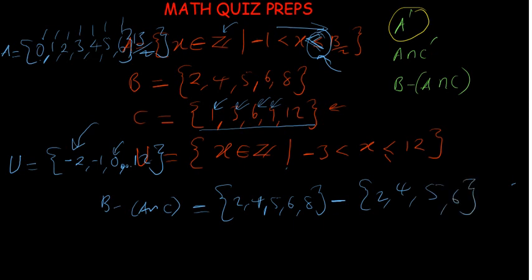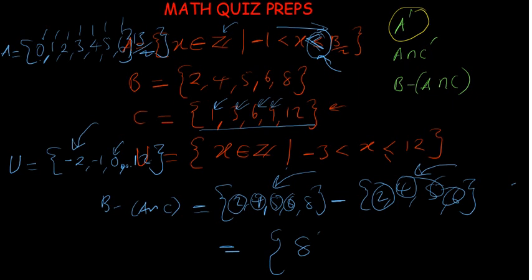Now we want the elements which are in here, but remove these. So we are removing 2 from this set. We are removing 4 from this set. We are removing 5 from that set. We are also removing 6 from that set. So all we are remaining with is an 8. So that is the answer.